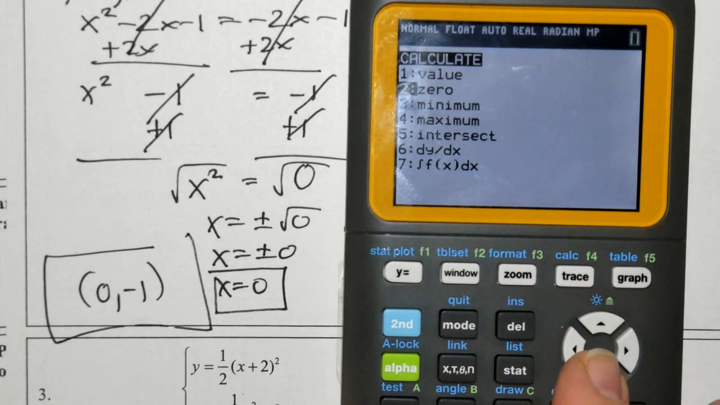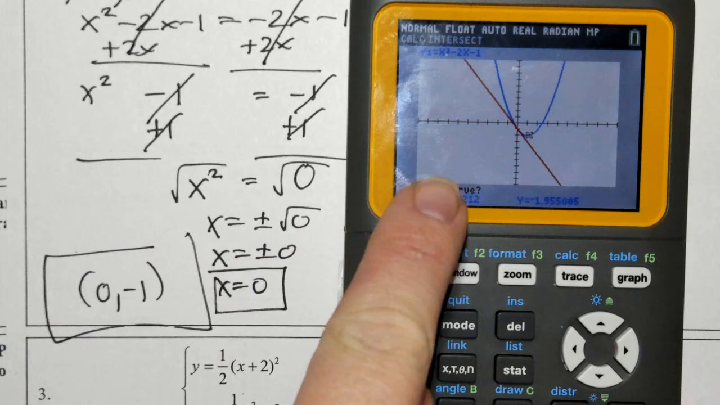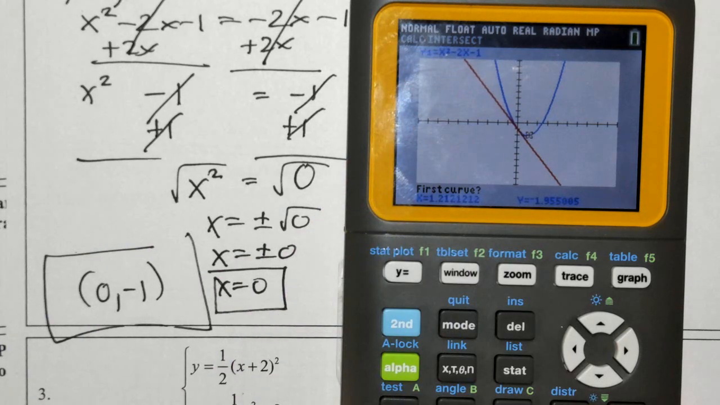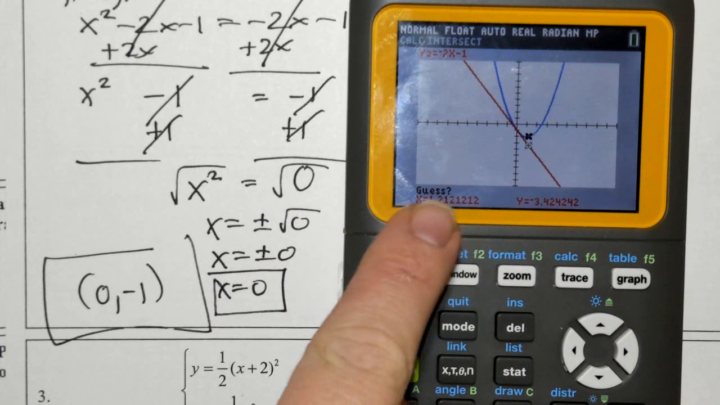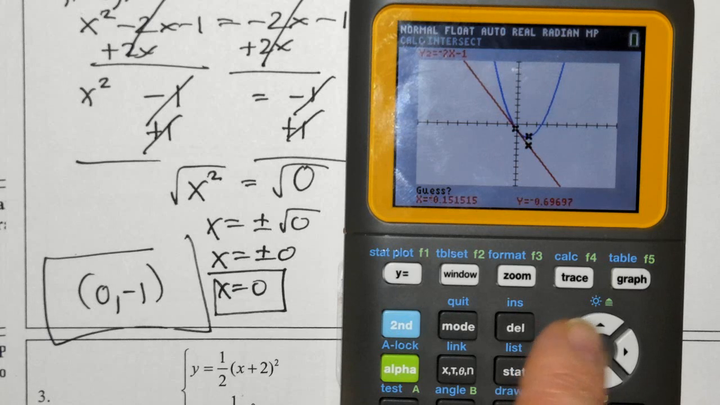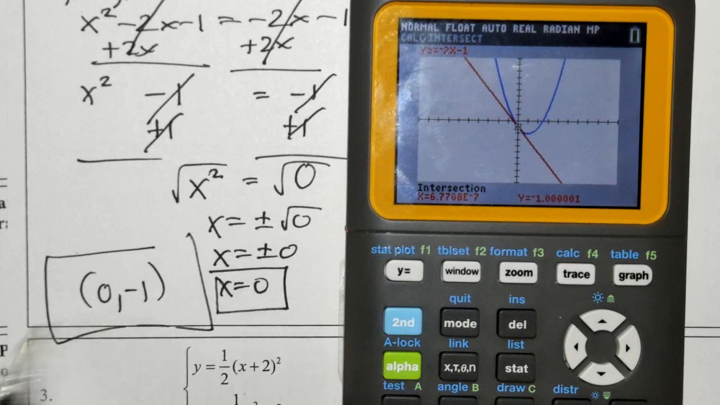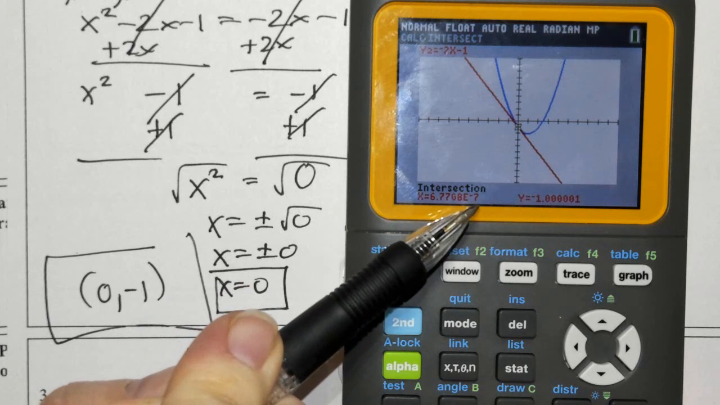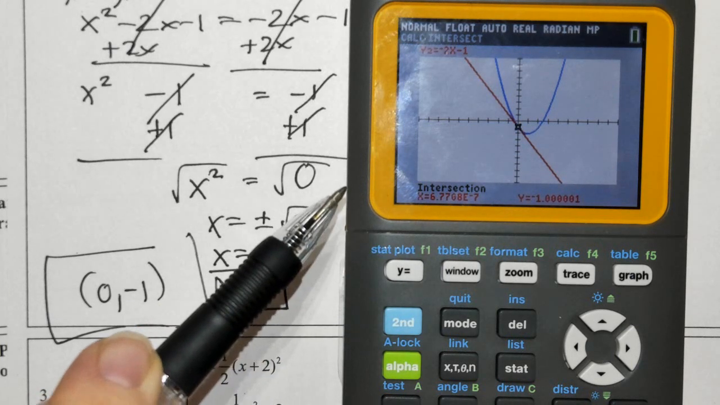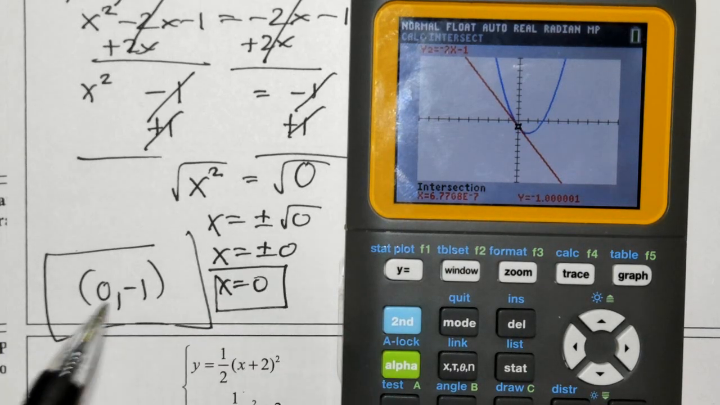Please do second trace intersect. I'm going to use the arrows to go slightly off of where they appear to intersect. First curve represents the first equation you plugged in. Press enter. Second curve represents the second equation you plugged in. Press enter. And then it says guess. Take the arrow, go back over the top of where they intersect, and press enter. Many of us are like, well, that doesn't match up with what you have. Okay, this is scientific notation. If we move this decimal 7 places to the left, it would be 0.0000677. So this rounds to 0. This rounds to negative 1. This confirms this answer is correct.